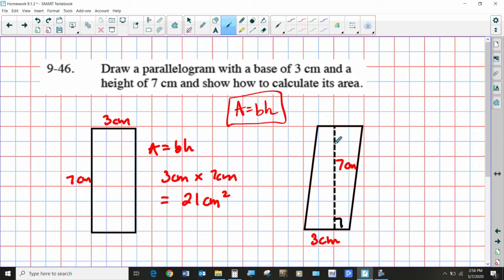Basically, if I were to cut this parallelogram right here along this line, that imaginary line that represents its height of 7 centimeters, and moved this piece over to here, it would then form this rectangle here. So the formula for parallelograms works for all parallelograms, whether they're squares or rectangles or traditional looking parallelograms. Base times height, the area is going to be 21 square centimeters.